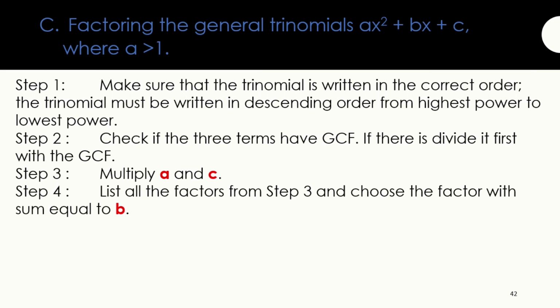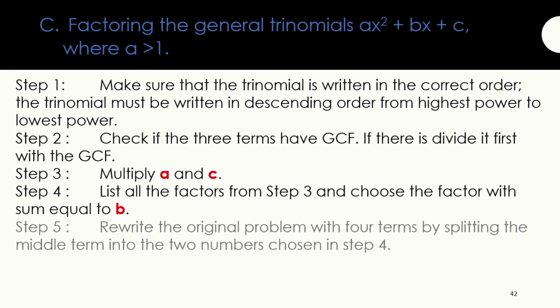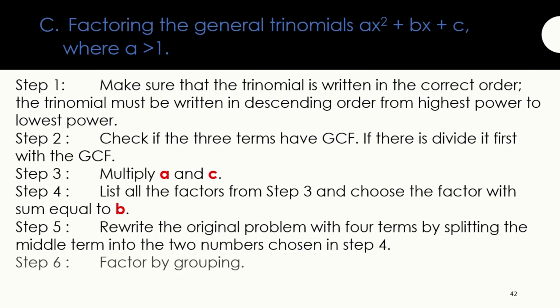So, kinuha natin to dun sa step 3. So, di ba, nag-multiply tayo ng A times C. If-factor natin ngayon yung A times C. Then, hahanap tayo ng factor ng A times C na mag-equal sa B. Next, step 5, rewrite the original problem with 4 terms by splitting the middle term into 2 numbers chosen in step 4. Then lastly, we will factor by grouping.